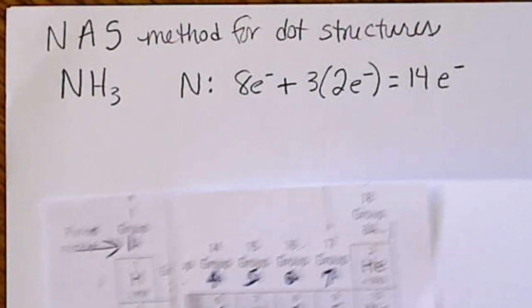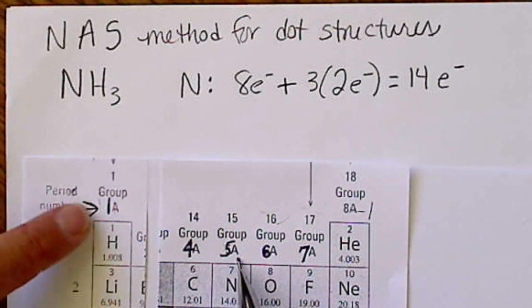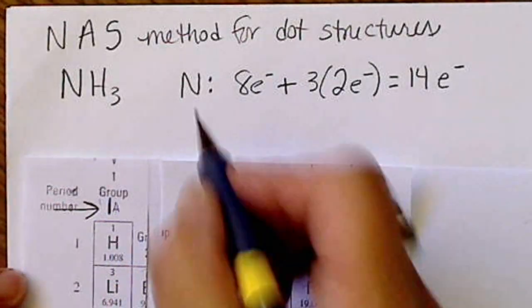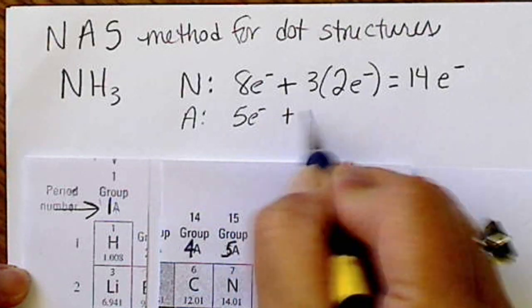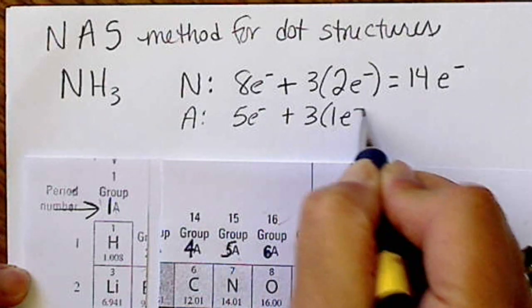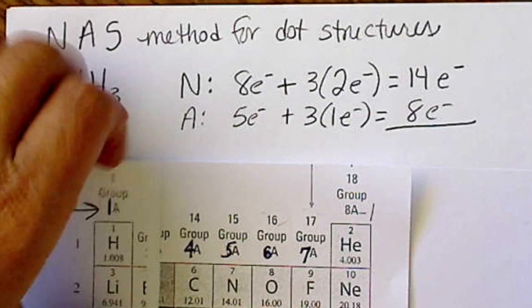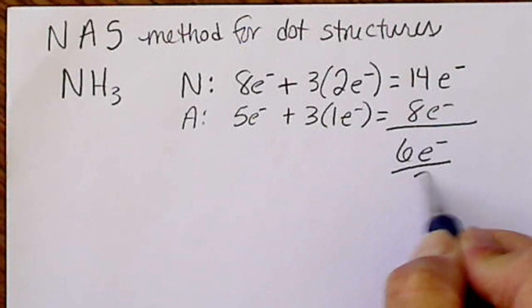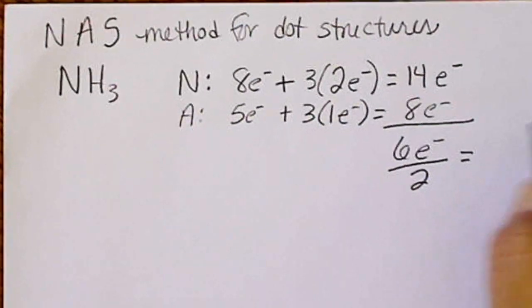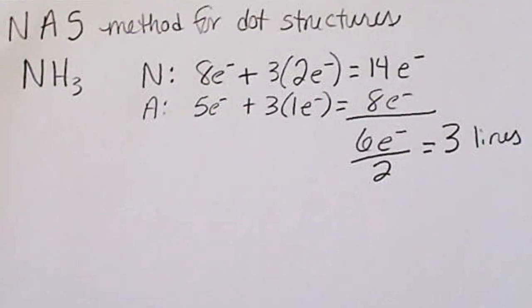When we look at the available, nitrogen has 5 valence electrons and hydrogen has 1. So the available, we've got 5 electrons from nitrogen and 3 times 1 electron for a total of 8 electrons. We subtract and get 6 electrons, divide by 2. And that means our structure is going to have 3 lines.